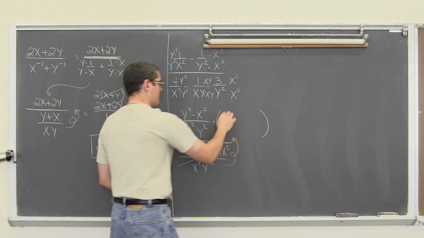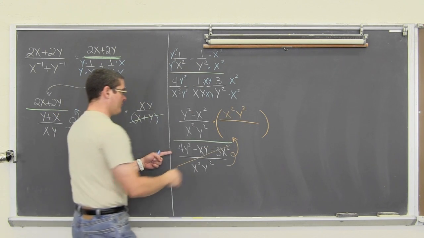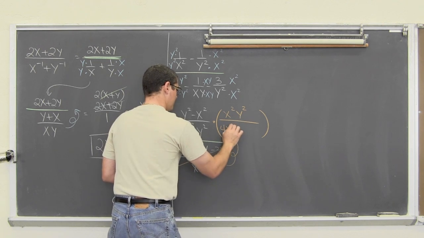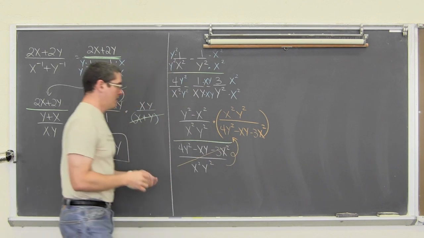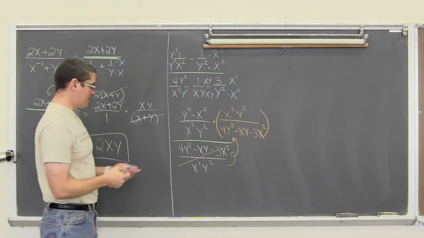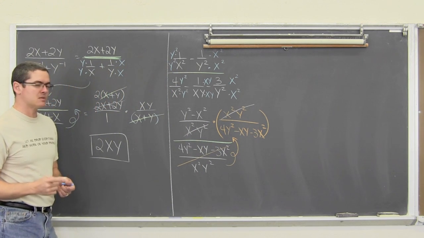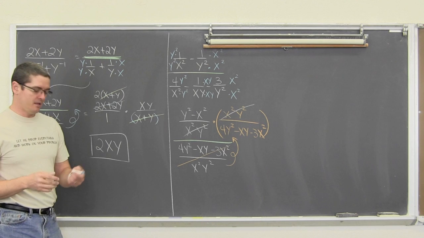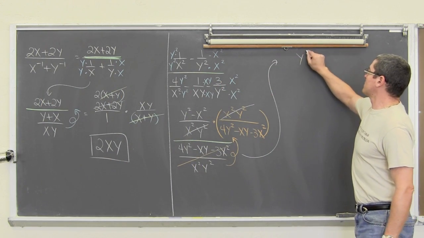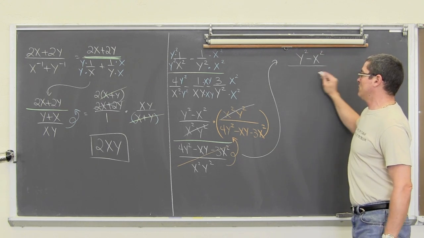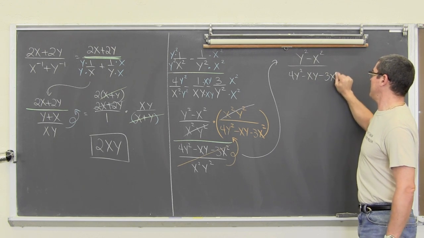So we're going to multiply by x squared y squared, flipping that denominator up, multiplying by its reciprocal, over 4y squared minus xy minus 3x squared. Okay, well when we do that we can see that the x squared y squared factors are going to cancel out. Some more is going to cancel out as well, but I want to clean this up a little bit. So when we do that, we get y squared minus x squared over 4y squared minus xy minus 3x squared.